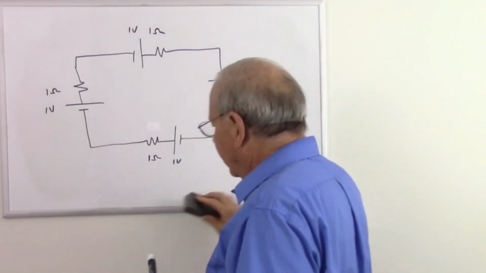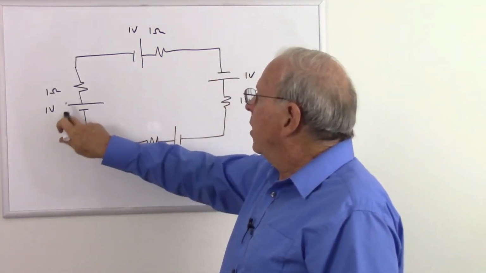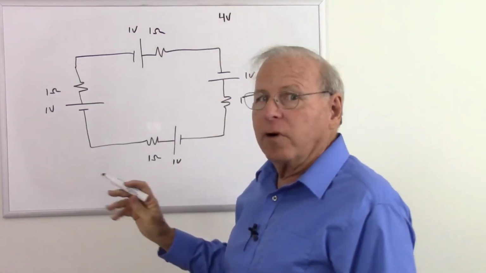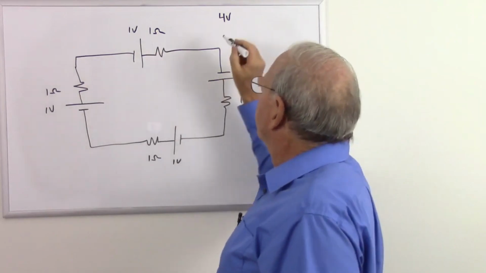So here we go. Now what do we have here? We have 1, 2, 3, 4 volts. Total of 4 volts in this loop. And we have a total of 1, 2, 3, 4 ohms.